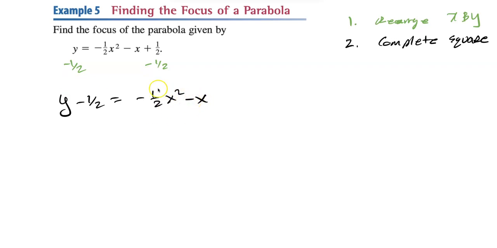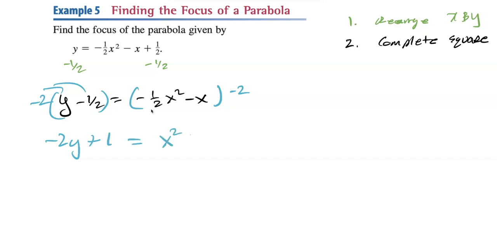Now, before you complete the square, you cannot complete the square with a number in front. So you have two choices. You could like factor it out and then complete the square, which we'll do later, or you could just like get rid of the number in front. In this case, we're gonna get rid of the number in front. Let's get rid of that negative 1/2 by multiplying everything by -2. So if we do that and we distribute, we get -2y plus 1 equals x squared plus 2x, like that. So now we don't have any ugly fractions from the x squared. And now we can complete the square.